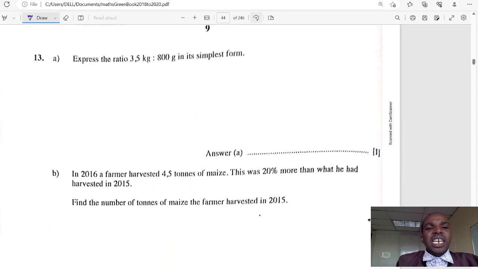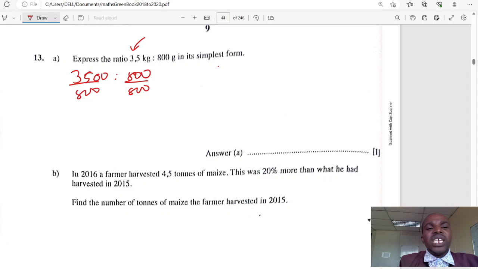Question number 13. Express the ratio in its simplest form. So it's 3.5 kgs is to 800 grams in its simplest form. So you can convert everything to be in grams or to be in kgs, whichever way. But grams looks like it's making sense. So I can say 3.5 kgs is 3,500. You multiply by 1,000, right? 1 kg is 1,000 grams. Then is to 800.